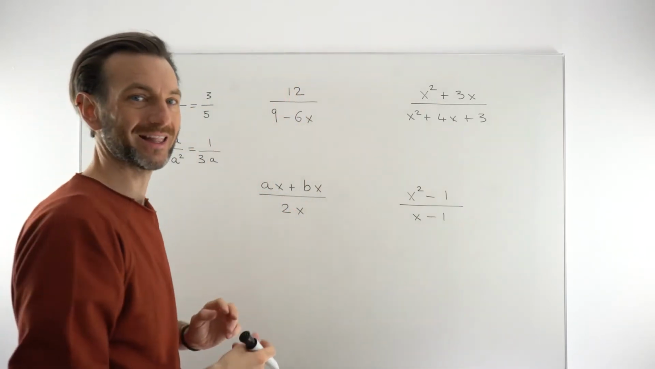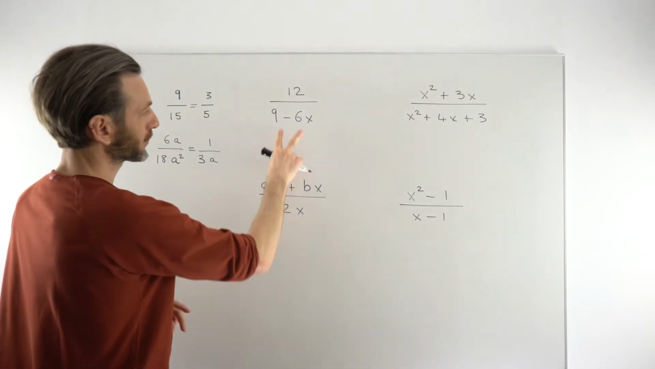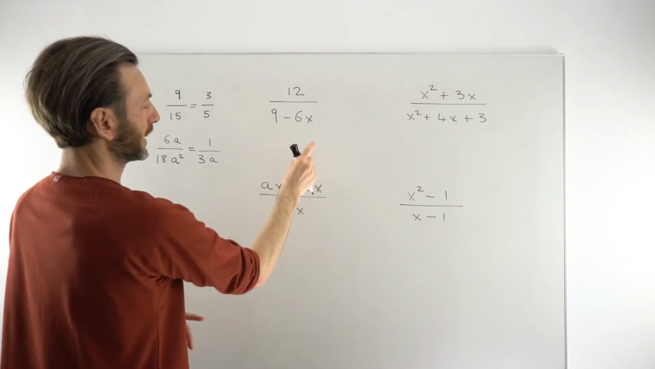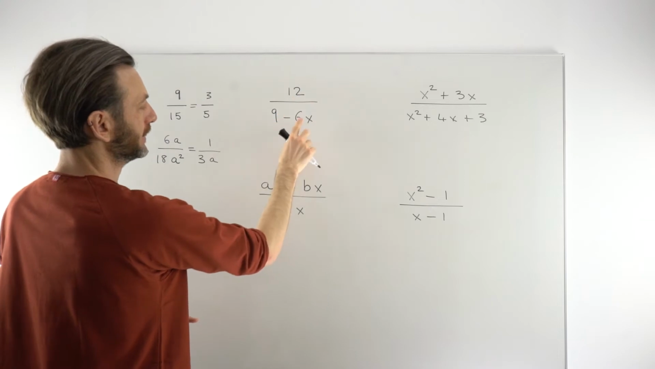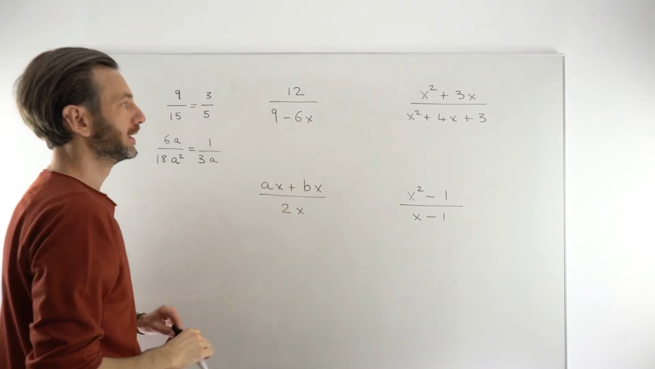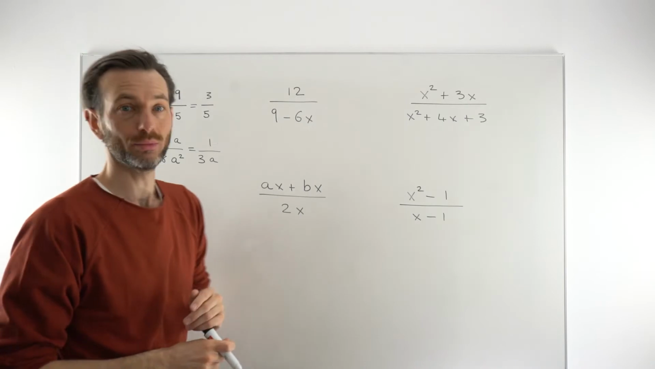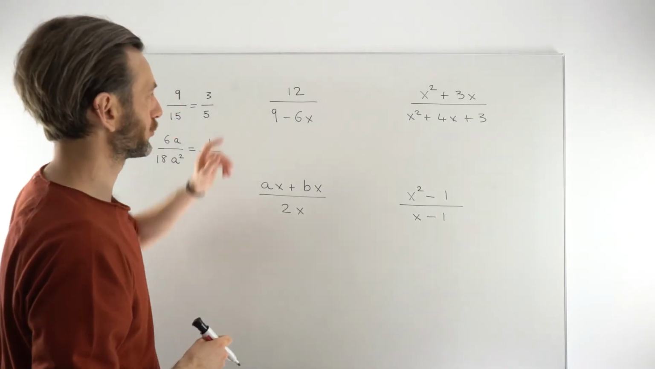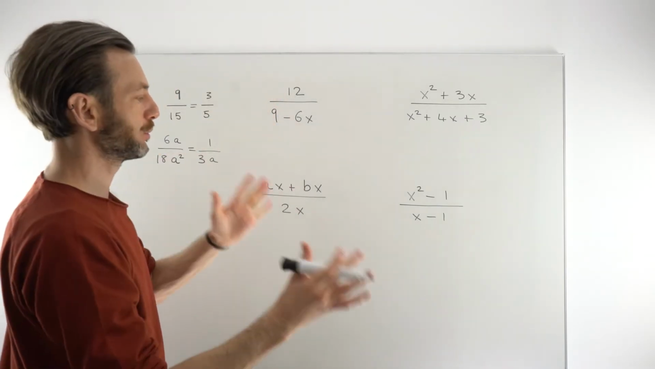The process is going to get a little more challenging. So starting with this first one here, we could just look at these terms, so 12, 9, and the 6x term, and see that there's a common factor of 3. So we could go straight to dividing everything by 3, and that would be fine.